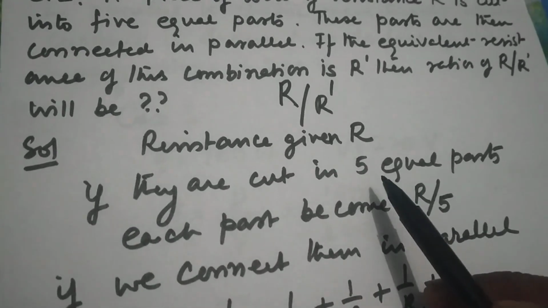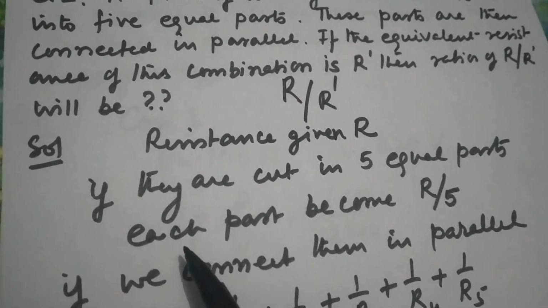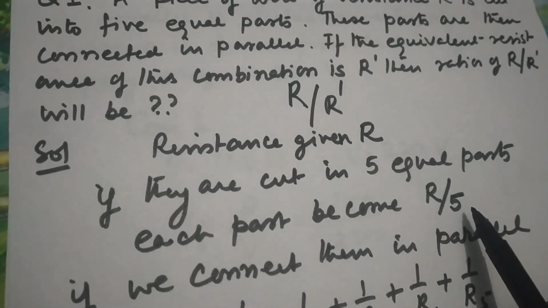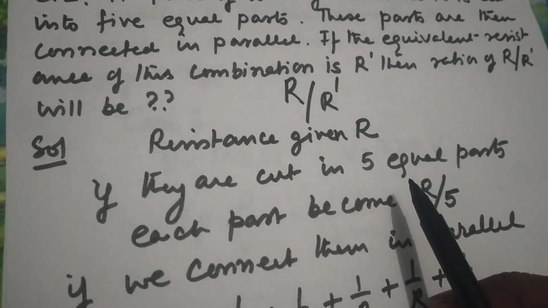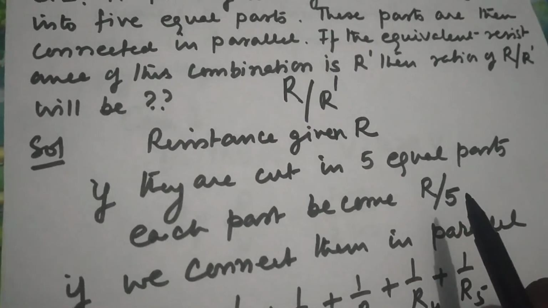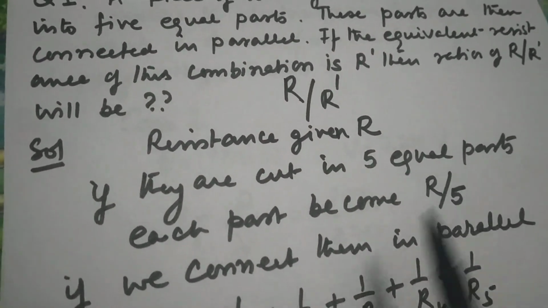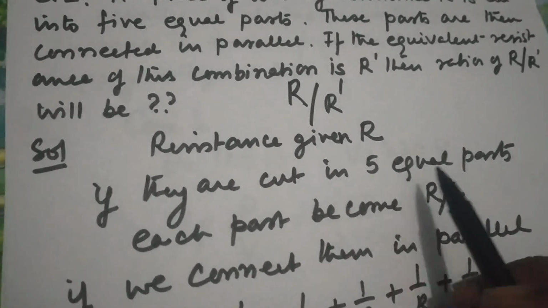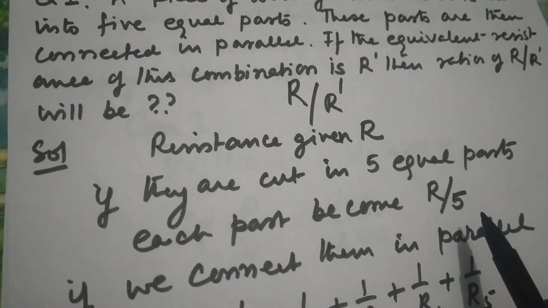If you cut it into 5 equal parts, then the resistance of each part will become R by 5. For example, if it is cut into 4 parts, then it will become R by 4. If it is cut into 6 equal parts, then it will be R by 6. Similarly, if it is cut into 5 equal parts, you have to write R by 5.